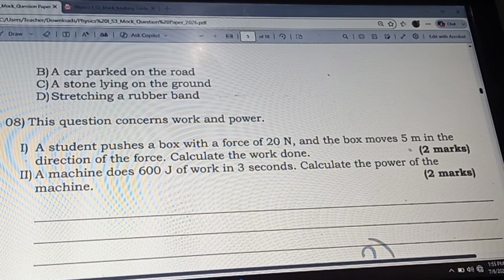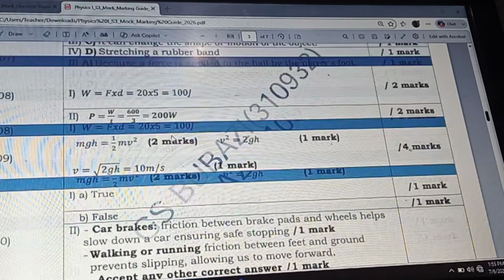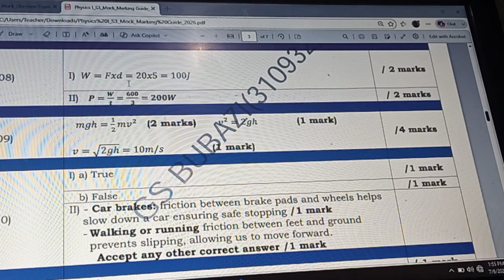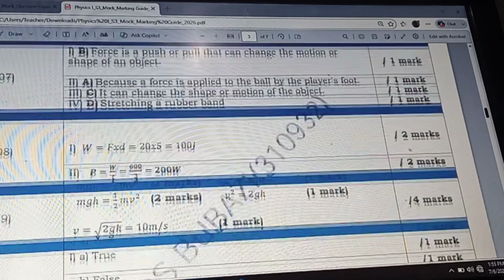We have force and we have the distance. Means that the work done is equal to the force times the distance. 20 times 5 is equal to 100 joules.